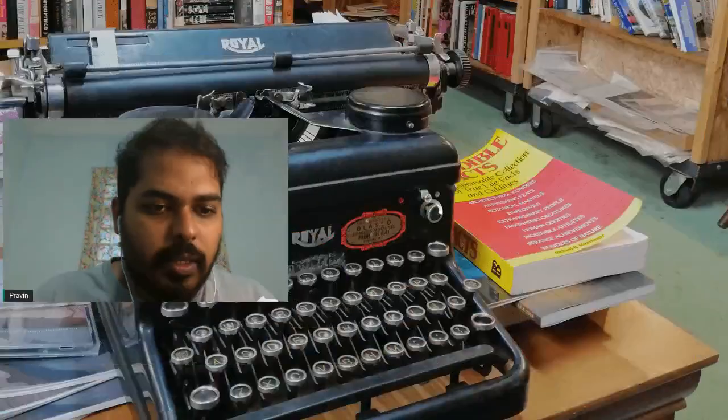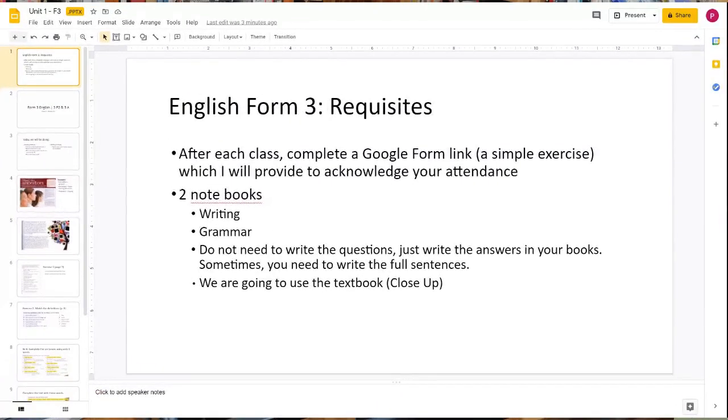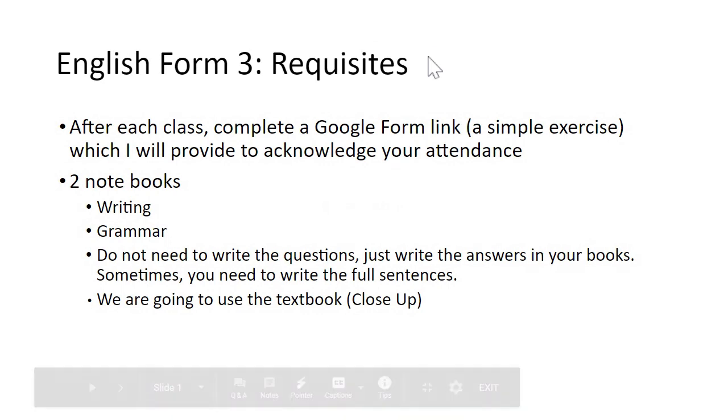I don't want to take too much time. We're gonna go straight into the class. Let me share this. English Form 3 requisites. Let me make myself small. So you can just see the slides here. Requisites means needed. It's not a big word, so don't panic when you see that word. Are we good? Okay, we are good. Let's go. English Form 3 requisites, what you need.